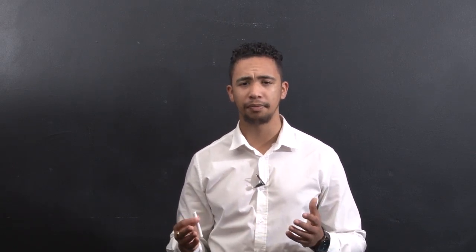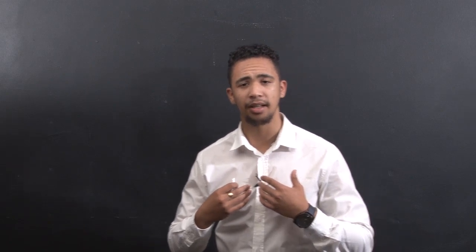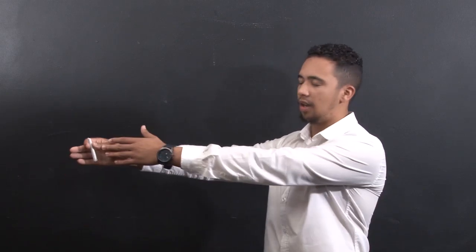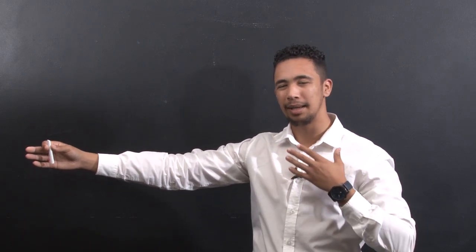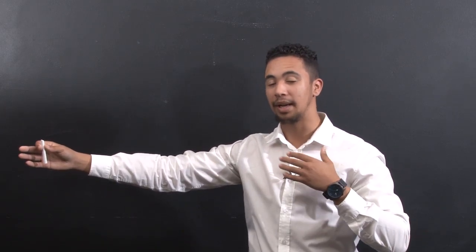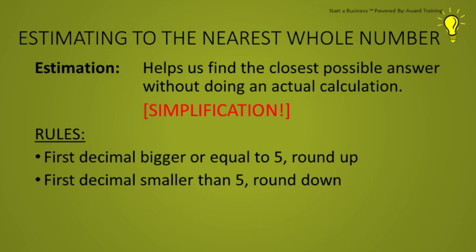Our next topic, estimating to the nearest whole number. For example, I am estimating that from here to here is about a meter. Am I correct? Maybe not, but I'm estimating. So now let's look at the formal definition of the word estimation. It helps us find the closest possible answer without doing an actual calculation. So guys, in my opinion, this is all just a form of simplification.